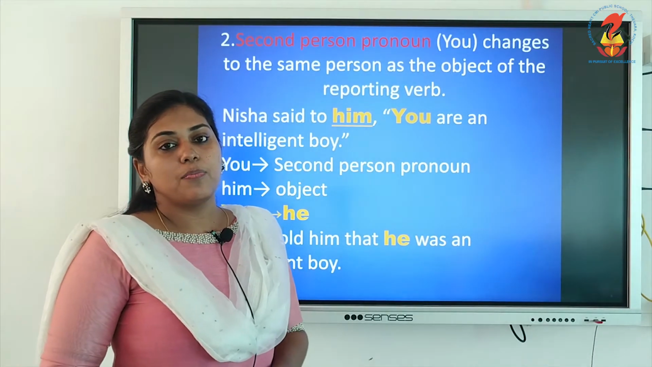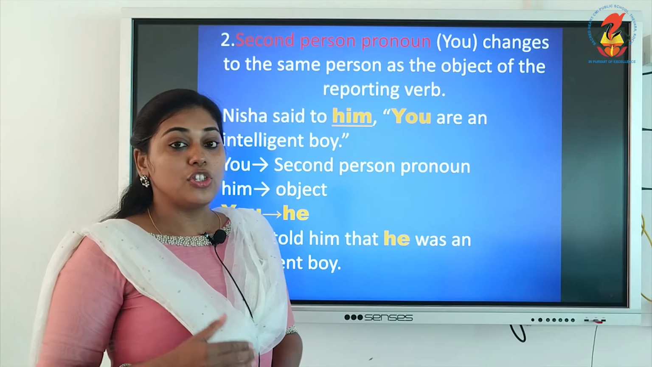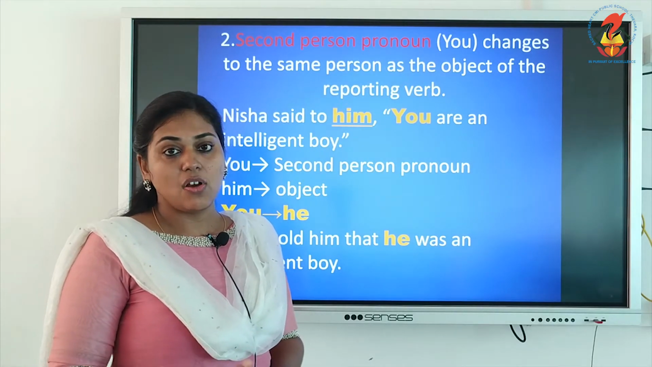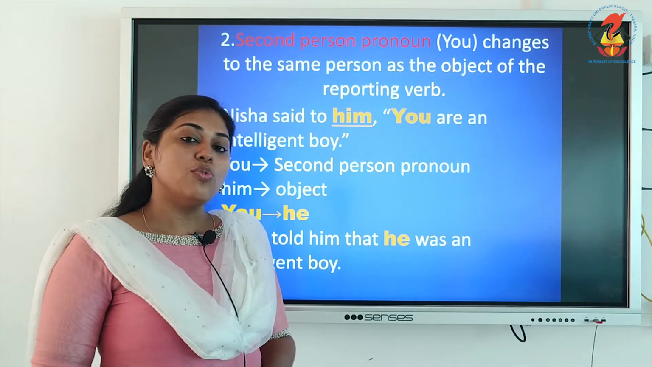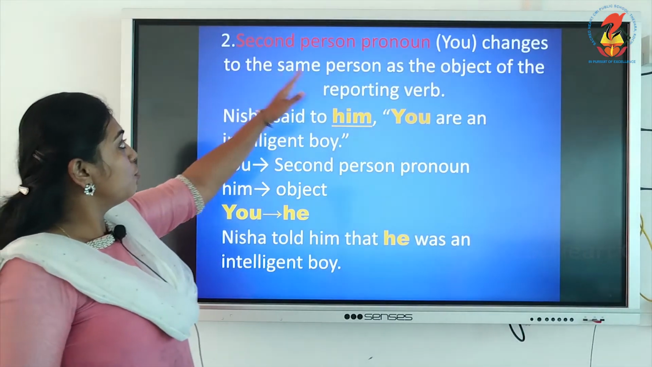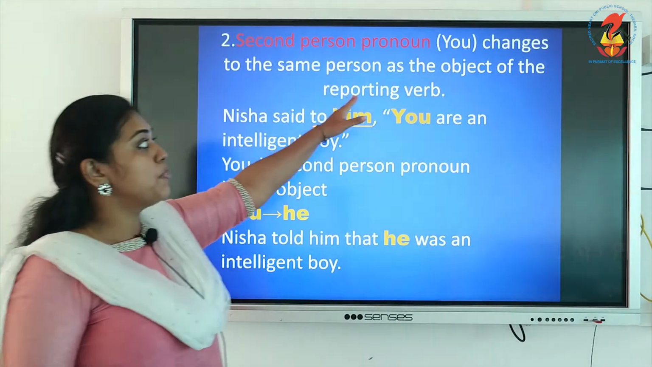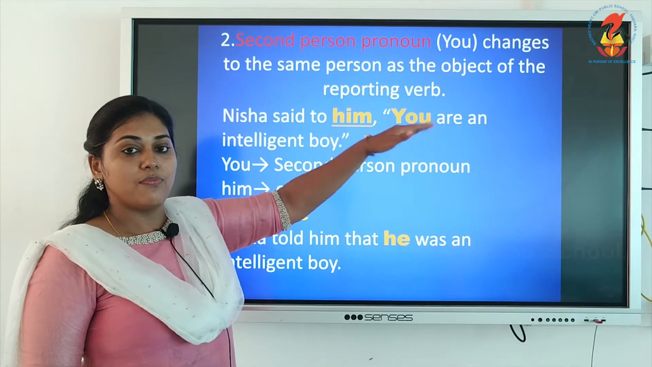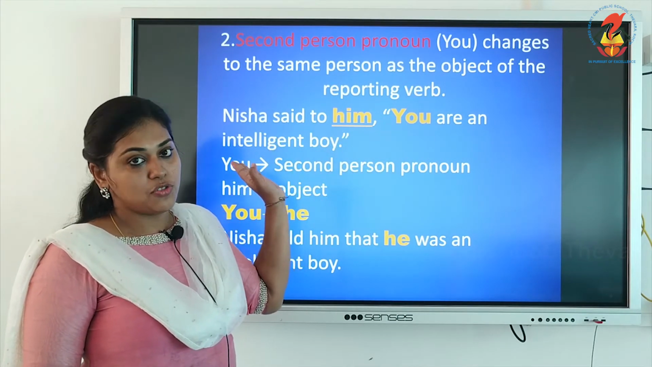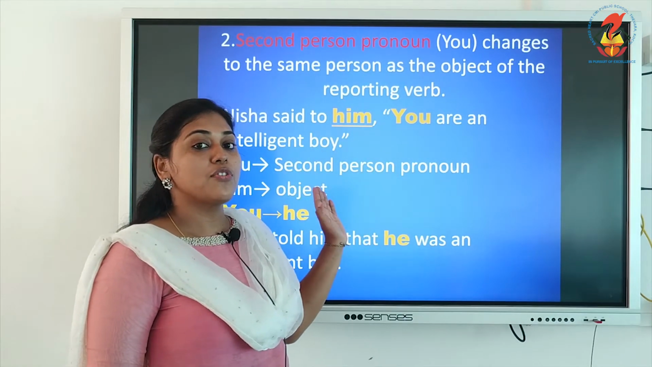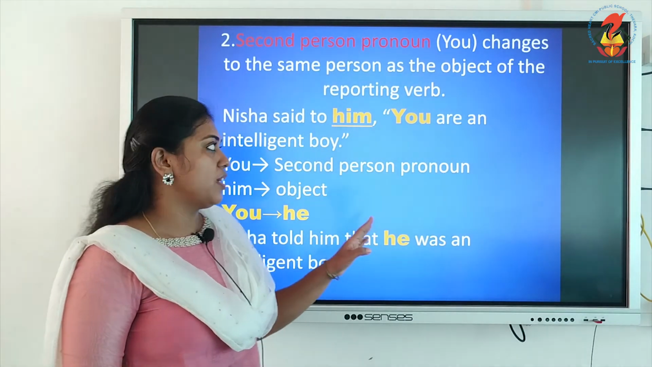Next is the second person pronoun you. We know that you is called the second person pronoun. I is called the first person pronoun. So, when you comes in a sentence, what change do you have to make? When you comes, it changes to the same person as the object of the reporting verb. When I came, we took the subject of the reporting verb. When you comes, you have to take the object of the reporting verb.